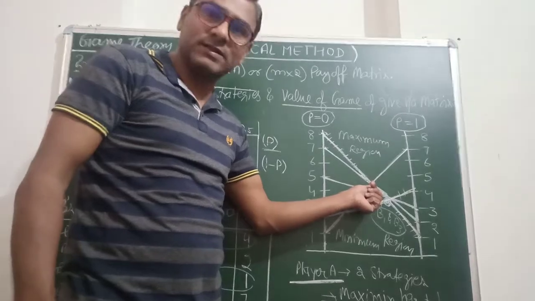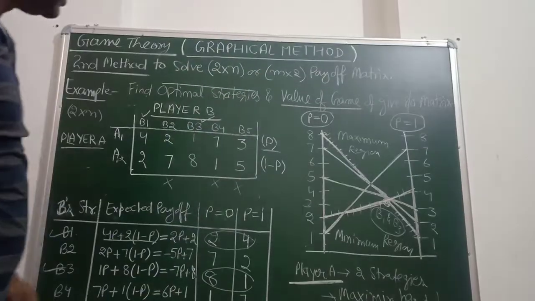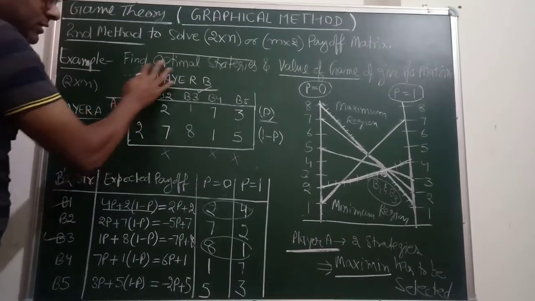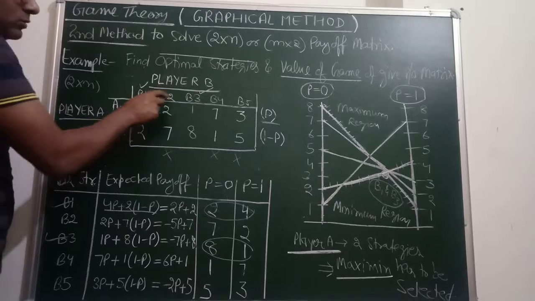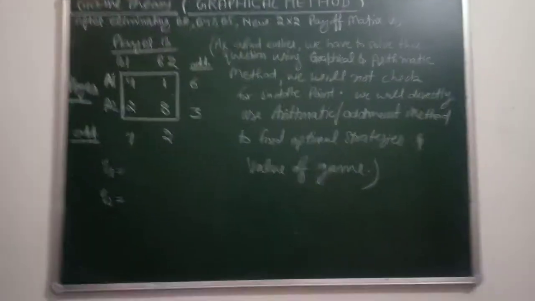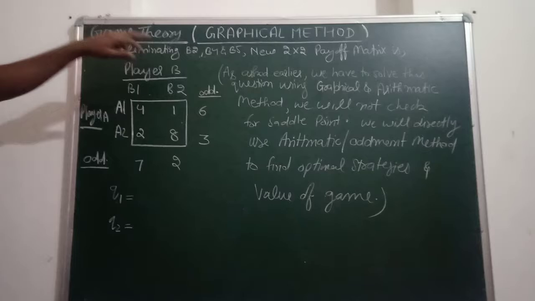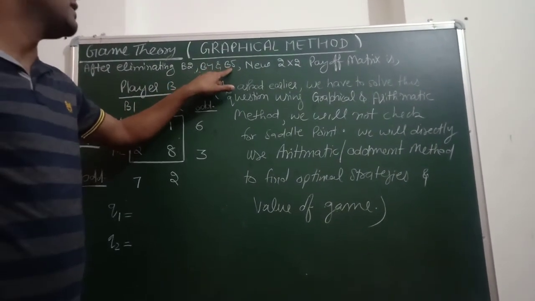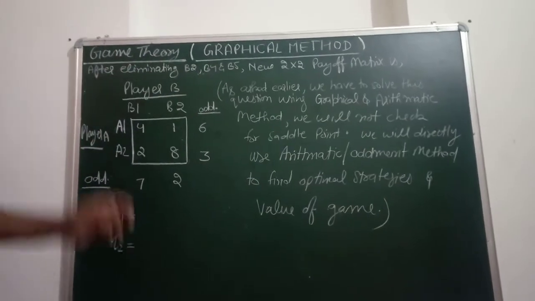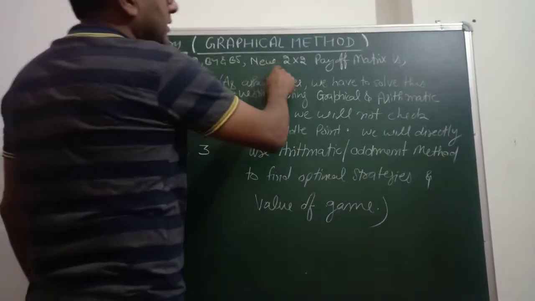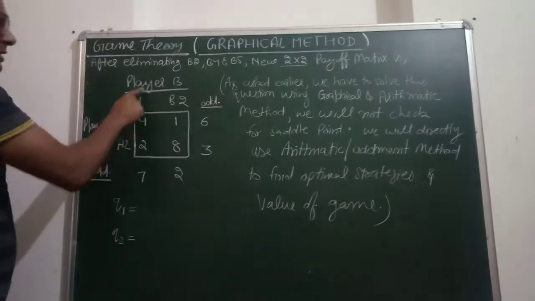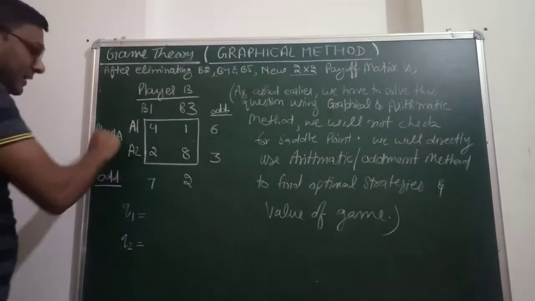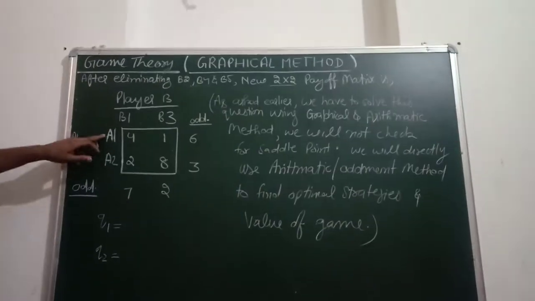selection of appropriate strategies. Now, as we have selected the two strategies from the different strategies of B, B1 and B3, we can reduce this entire matrix to a 2 by 2 matrix. As we have seen, strategies B2, B4 and B5 are not of much importance for player B, so we eliminate them. After eliminating B2, B4 and B5, the new 2 by 2 matrix is this. Player B will use only two strategies, B1 and B3, and player A already has two strategies, A1 and A2.